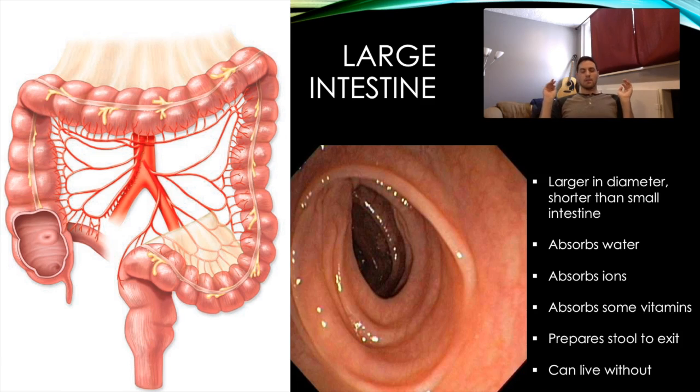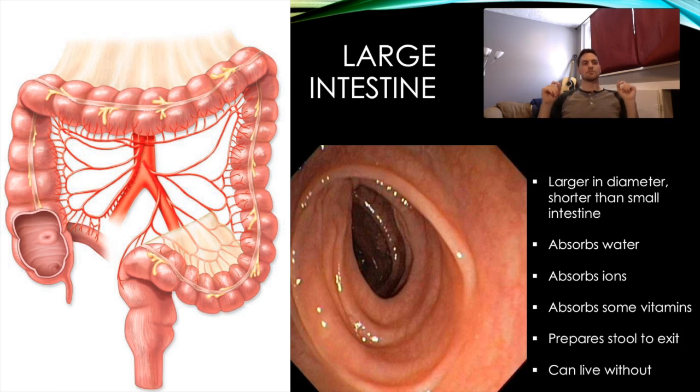And the main function of the large intestine is just primarily to reabsorb water and ions, some vitamins, and also prepare the stool to exit the body. So it's going to be secreting a lot of mucus to push that stool through. So you can imagine if you have a condition like ulcerative colitis where there's inflammation and there's trouble absorbing water and trouble secreting mucus, you can see why you would have diarrhea, and also why you would have bloody diarrhea. You can see, if we look at this picture right here of a colonoscopy, you can see how pink the tissue is, and that's because there's so many blood vessels there.